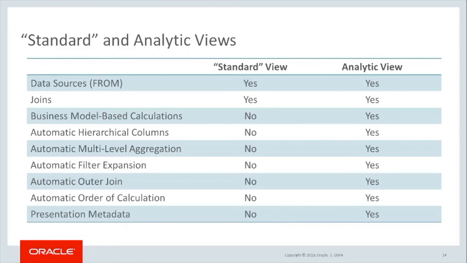Both can join dimensions and fact tables. Only analytic views define calculations using business model-based syntax that works at any level of aggregation and across any dimension. Include system-generated hierarchical columns that simplify SQL generation, automatically return multiple levels of aggregation without multiple passes, unions, or other complicated SQL, automatically expand filters to access data for prior or future periods, parents, ancestors, children, and descendants, automatically densify time hierarchies for time series calculations, and automatically order calculations.